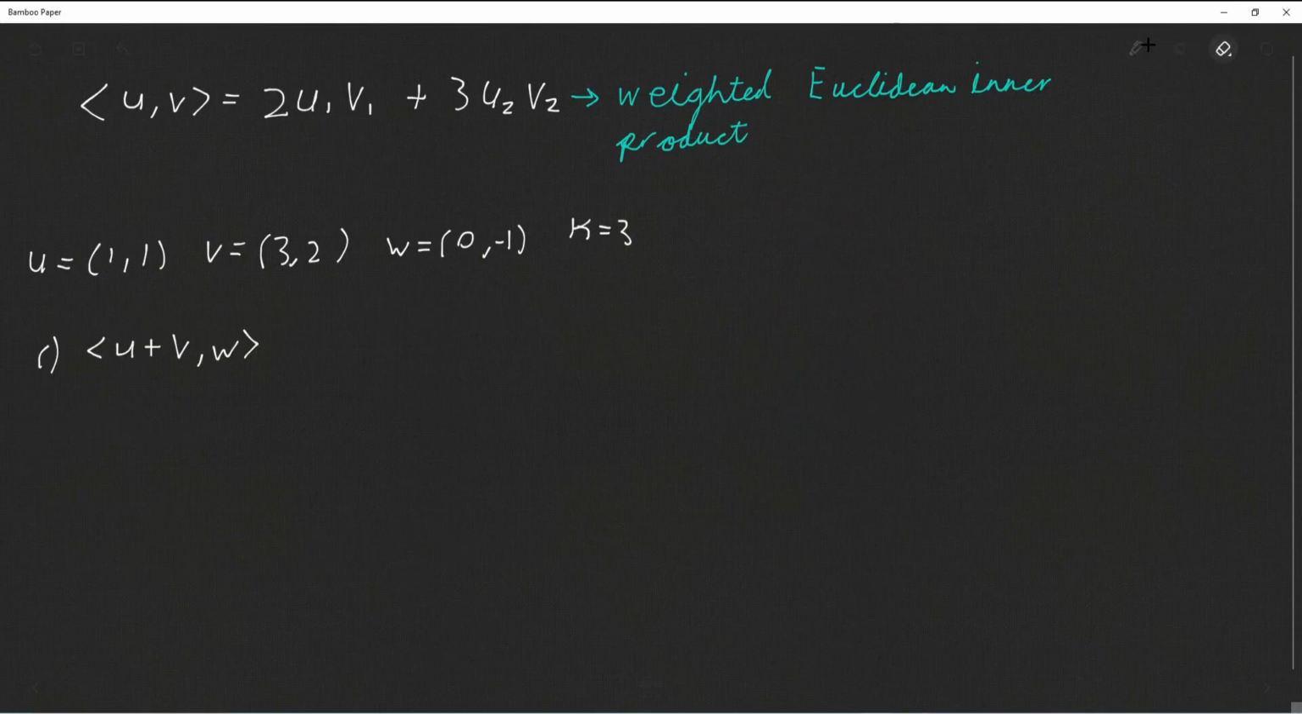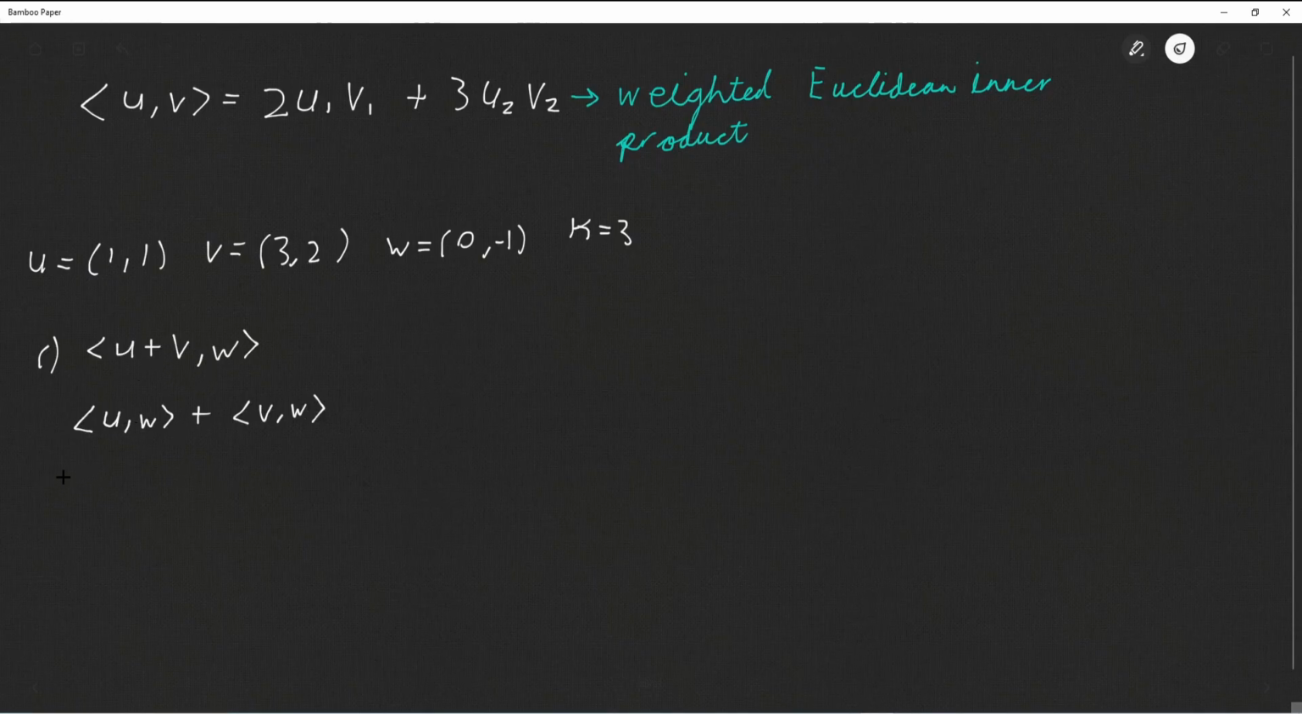So now for part C, we have u plus v and the inner product of w. So when we have an addition in our inner product, what we're able to do is change this to the inner product of u and w plus the inner product of v and w. So we're able to split them up.